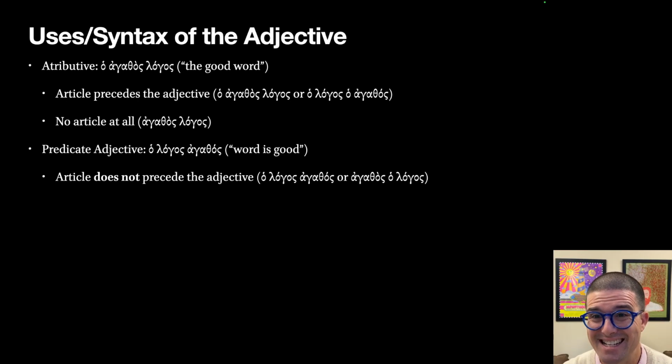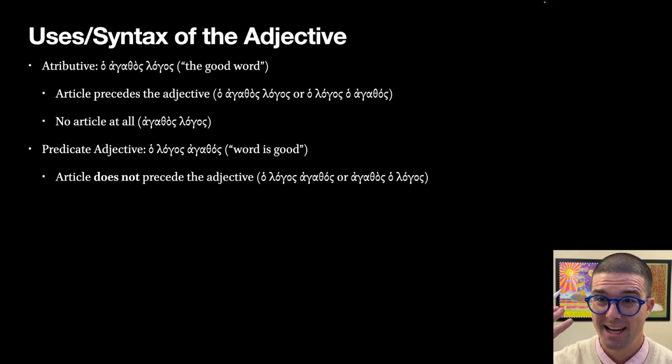A predicate adjective is going to predicate something about the noun. When we predicate something about something, we usually supply a to be verb. In English, this is going to be is or are. So the syntax here is the article is not going to precede the adjective. Notice here we have ho logos, the word, and then agathos without any article preceding it. So this is going to be the word is good. Agathos, goodness, is being predicated of the word, and so we supply that to be verb.